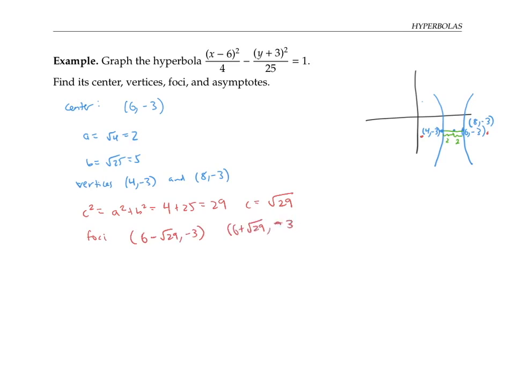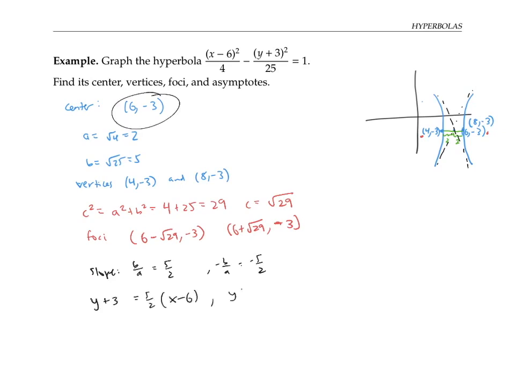6 plus square root of 29, -3. Finally, the asymptotes will form an x going through the center with slope given by b over a, which is 5 halves, and negative b over a, negative 5 halves. The equations for those lines will be y plus 3, coming from the center, equals 5 halves (x minus 6), and y plus 3 equals negative 5 halves (x minus 6). This gives a decent rough sketch of the hyperbola.